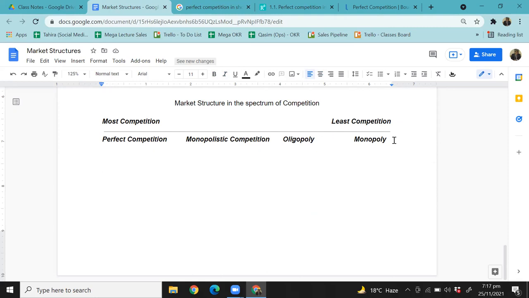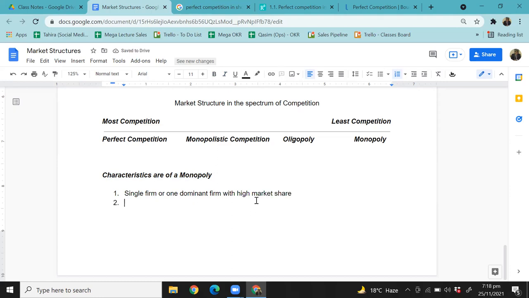Now, as far as the characteristics are concerned, monopoly by the very definition means a single firm in the market or one firm with a very high market share. So either of the two would be true: a single firm, or one dominant firm with high market share. That's the first thing about monopoly.